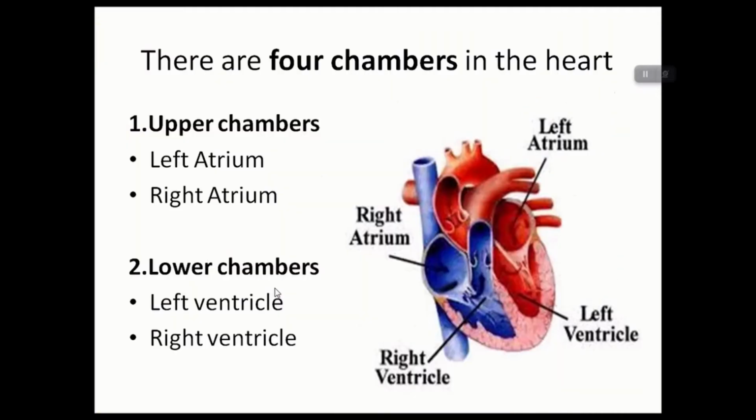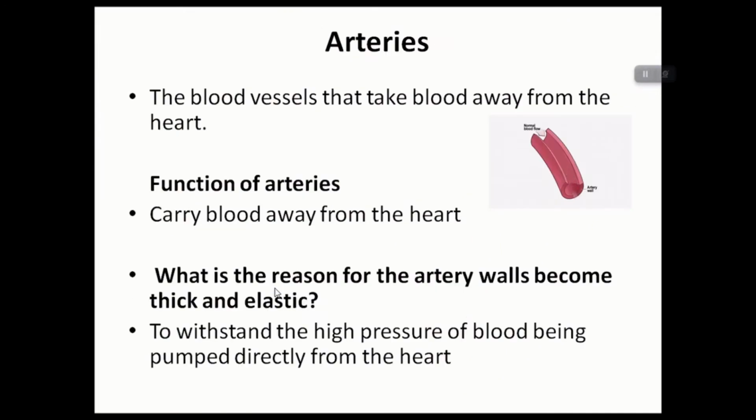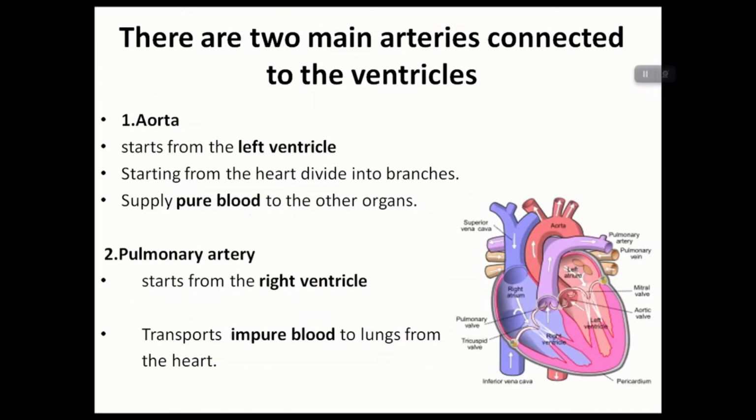Now we are talking about what? Arteries. Okay? Then there are two main arteries connected to the ventricle. They are connected to the ventricle. What are they? What are the two main arteries? Aorta. Here you can see there what? Aorta. It starts from the left ventricle. Find out the left ventricle. Here it is. It starts from the left ventricle.